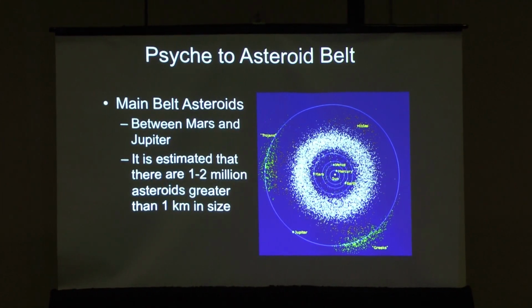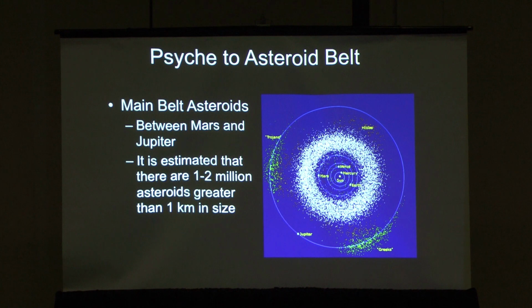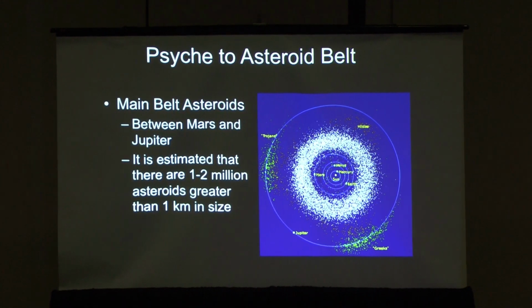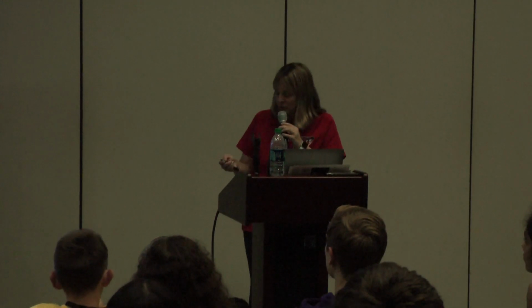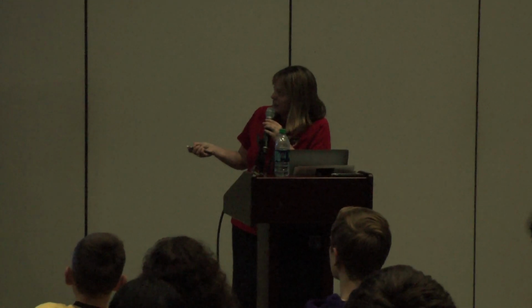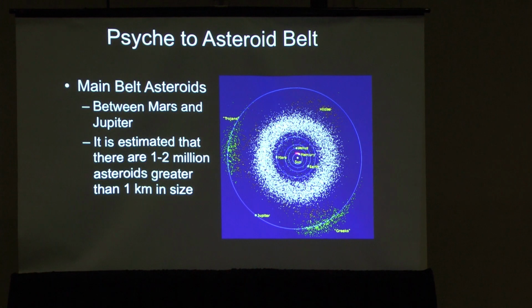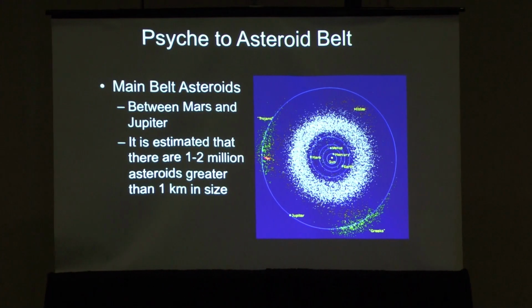Psyche is a mission to the asteroid belt. This is the main belt of asteroids located between Mars and Jupiter. It's probably the one that you learned about in school. It's estimated that there are 1 to 2 million asteroids greater than 1 kilometer in size in the asteroid belt. We don't know of all of them yet. That's our estimate. We're still trying to observe and find all of them. And the asteroid belt is the white dots here given in this schematic. So you have the sun, and then the terrestrial planets, Mercury, Venus, Earth, and Mars, the asteroid belt, and then Jupiter, and later I'll talk about the Trojans.